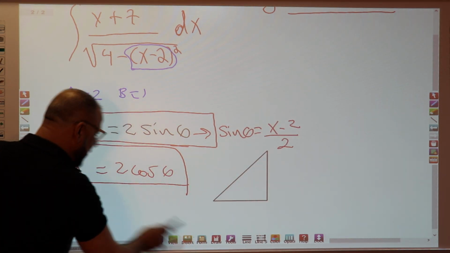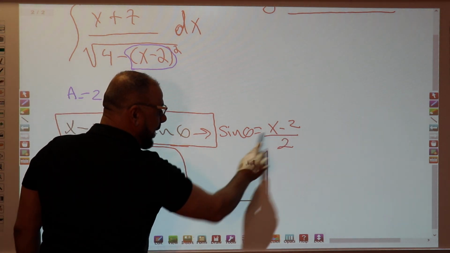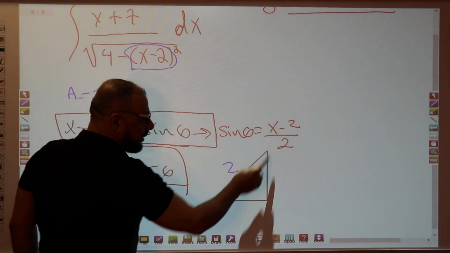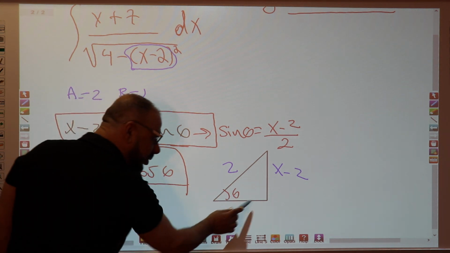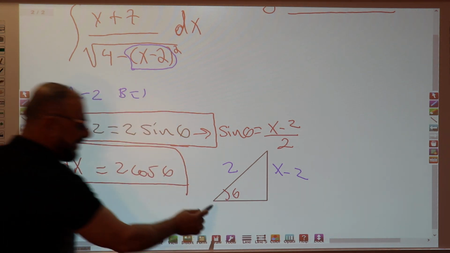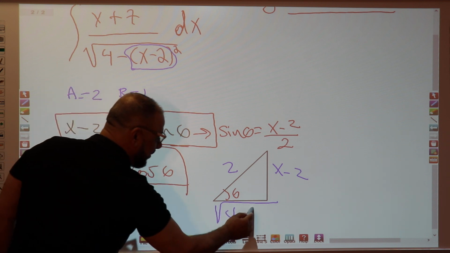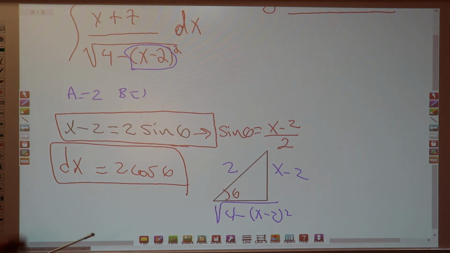And I know that theta is here. I know the hypotenuse is 2, right? And the opposite is x minus 2. And I told you, for the missing side, always look here. It's going to be the square root of 4 minus x minus 2 squared. I need this triangle at the end.